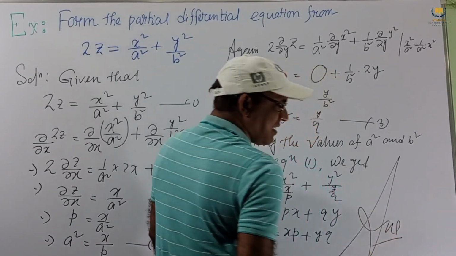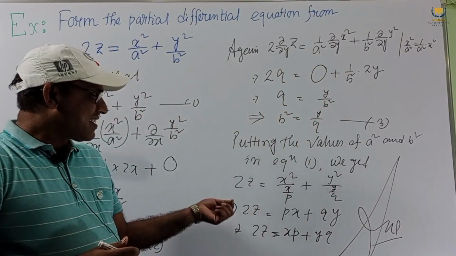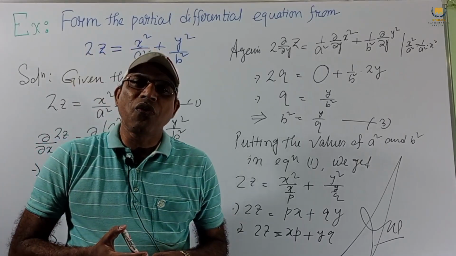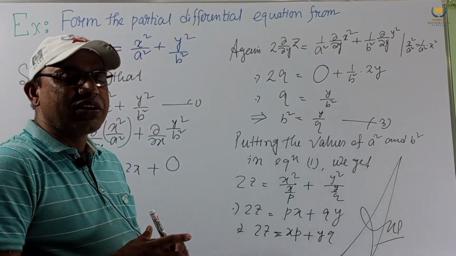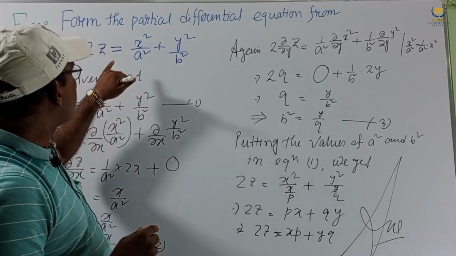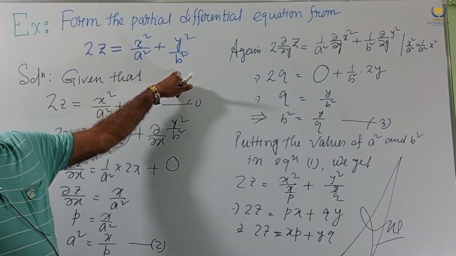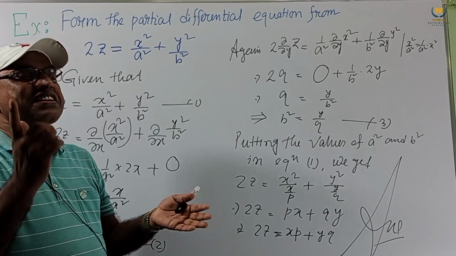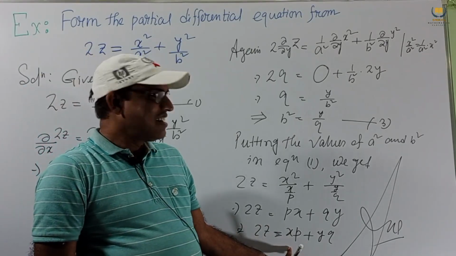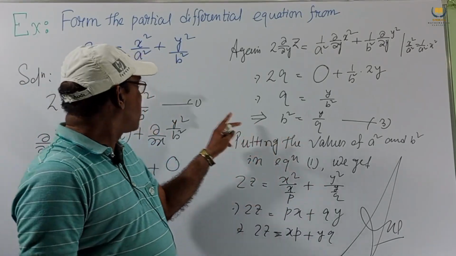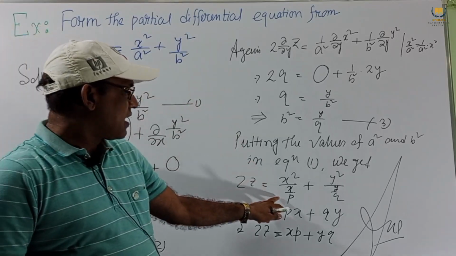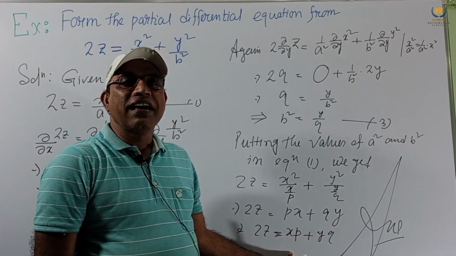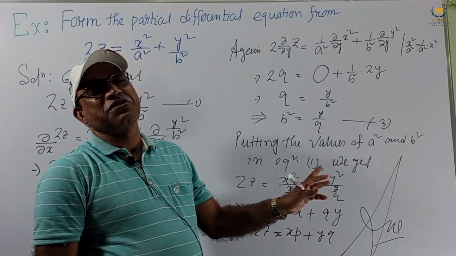So dear students, these are very easy, very simple solutions. Anyhow, your target is to remove a and b, because these two are arbitrary constants. By removing a and b we get a relation, and this relation is the required solution. So in this equation, just putting a square and b square and replacing them, we get a relation. Here a square and b square are absent, so this is our final answer.